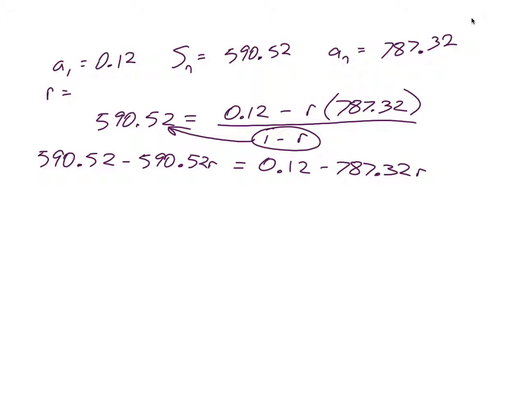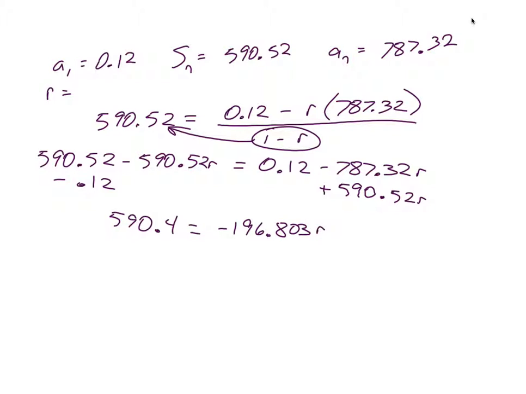Alright, so what do we do next? Put the r's together and the numbers together. So minus 0.12 there and plus 590.52r there. Over here I have 590.4, and over there negative 787.32 plus 590.52 gives me negative 196.803.